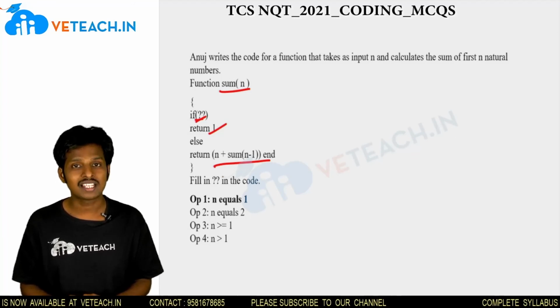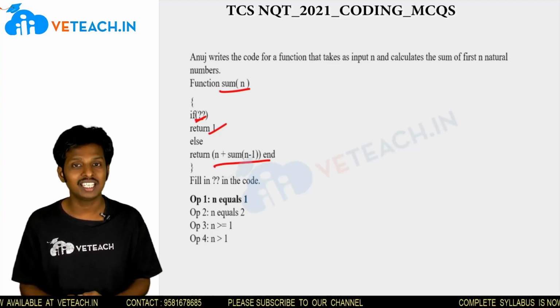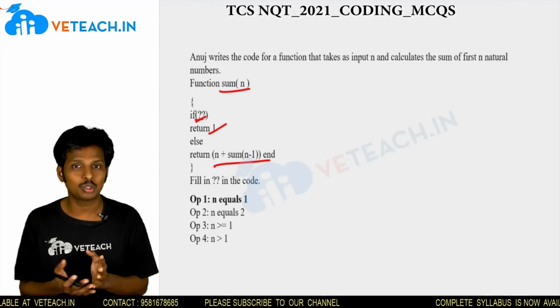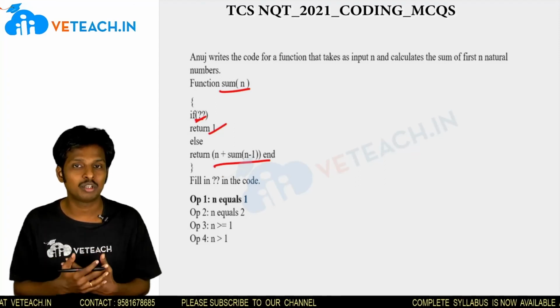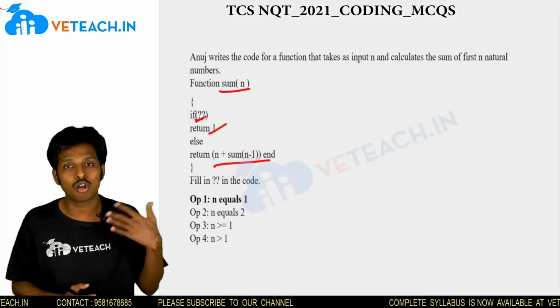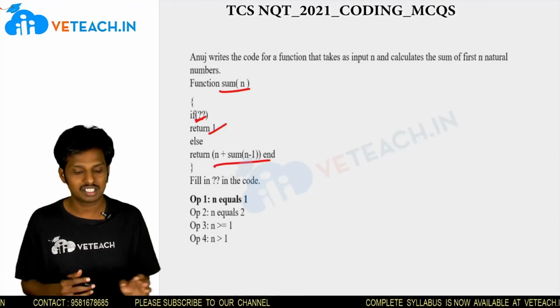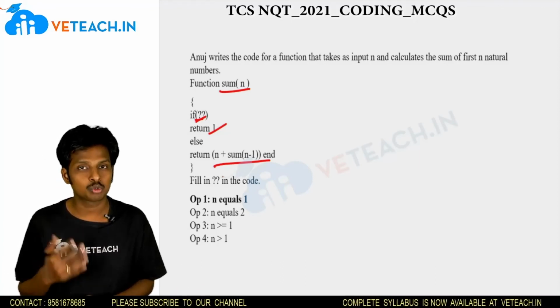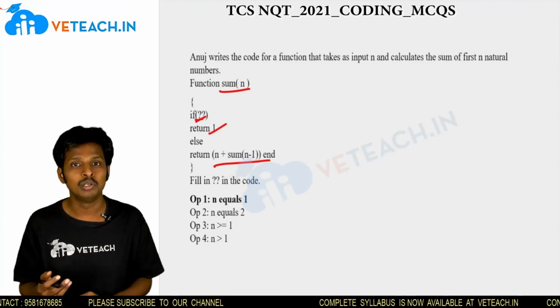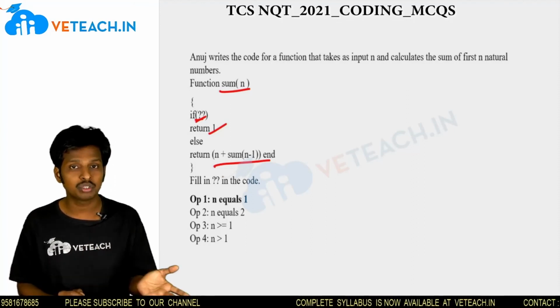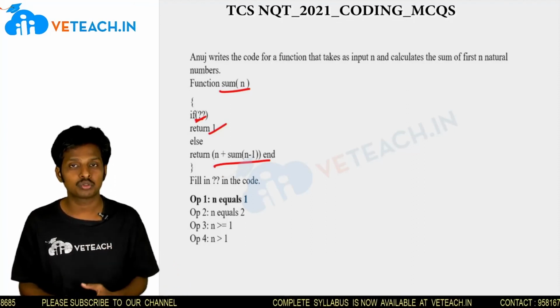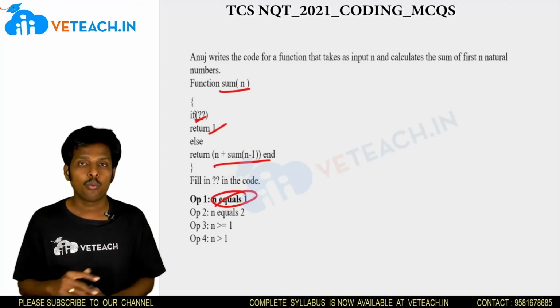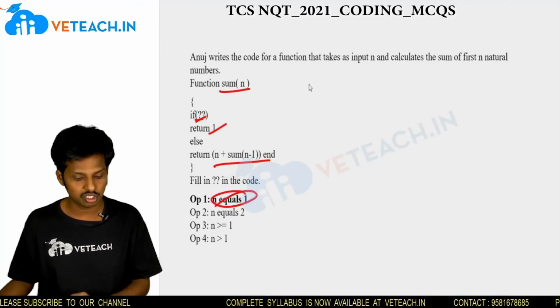So the suitable answer that can be written here is n equals 1, because if n is equal to 1, we do not need to find the sum of previous numbers, because the already existing number will be 1. That's why n equals 1 will be the suitable answer. If I substitute n equals 2, we are not going to add 1 to the answer. So that's why it's better to substitute n equals 1 in place of that question mark.